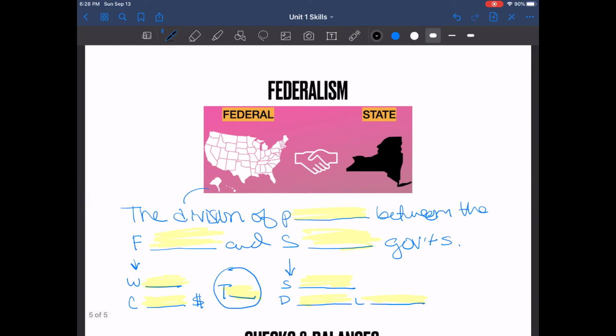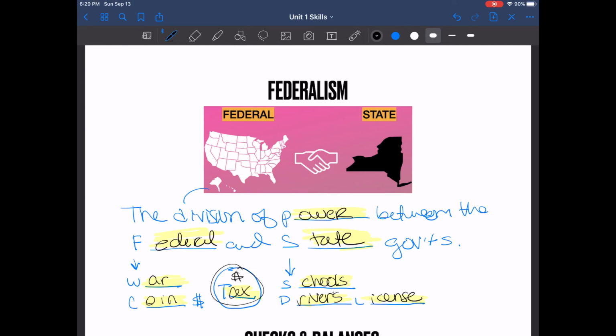Another part of the Constitution is called federalism. And this is the division of powers between the federal and the state governments. They have different powers and they share certain powers. For example, only the federal government can go to war or coin money. States deal with schools as well as driver's licenses. Both levels of government are able to pass tax laws, determining how much tax should be collected in each state versus federal government.